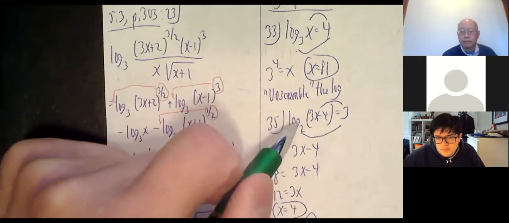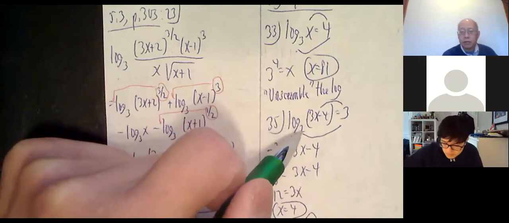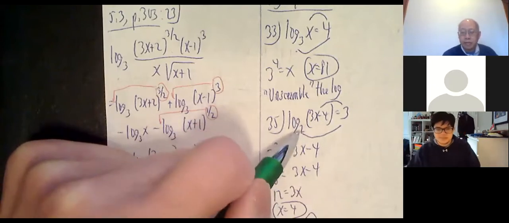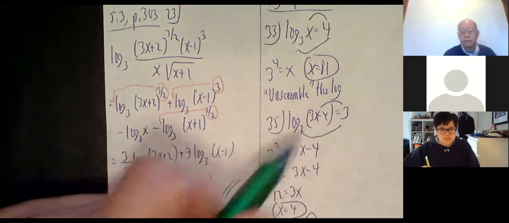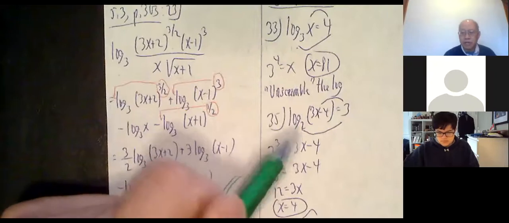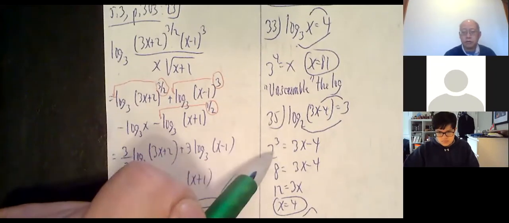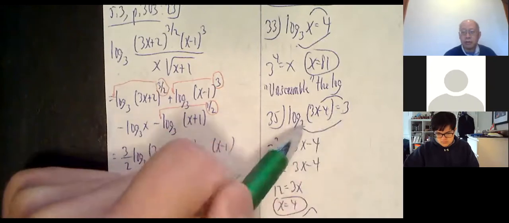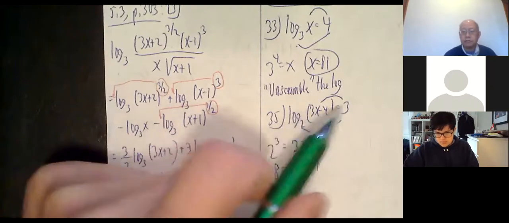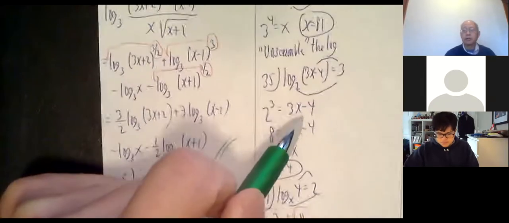Get rid of the log. Write it without logs. So there are 3 elements, this thing, and this thing. Which is considered the base? The base is always the thing that's sunken down next to the g. So it's 2. Go across the equal sign for the exponent. So 2 to the 3rd, come back in for the result, 3x minus 4.